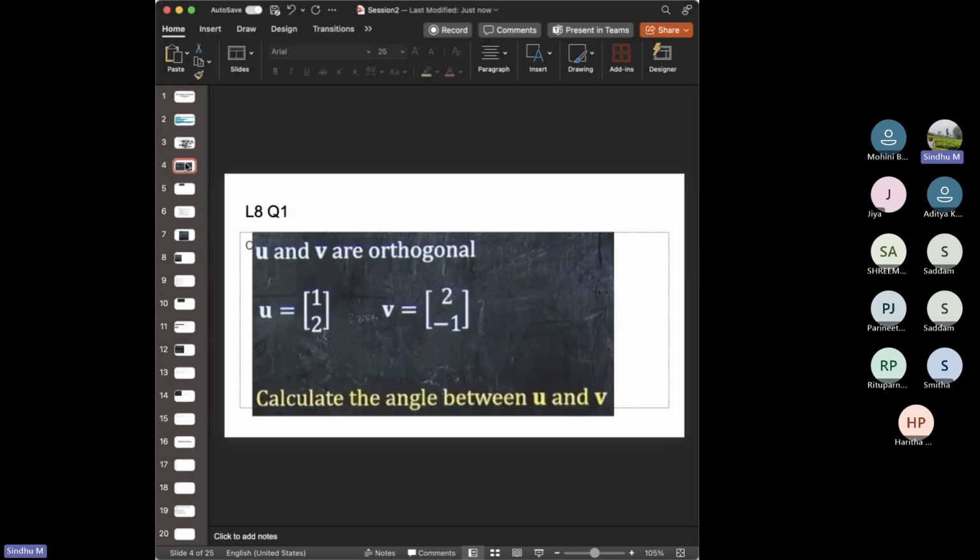And now we can try to solve this problem, which was at the end of the lecture. We have to calculate the angle between u and v. You can take a couple of minutes to solve this problem and you can type in the chat box so that you have some time to go through this. Then we can discuss it.